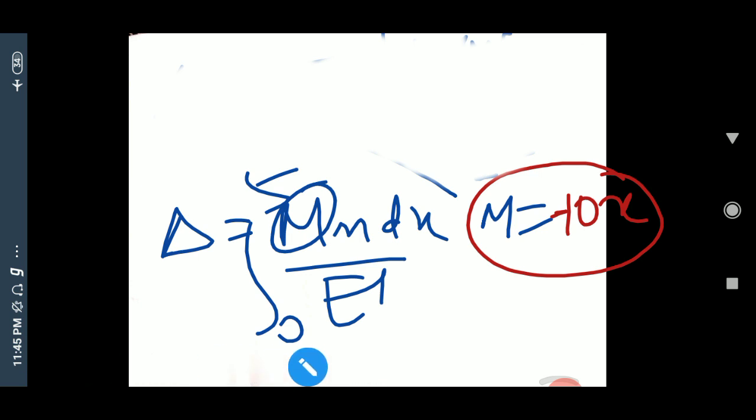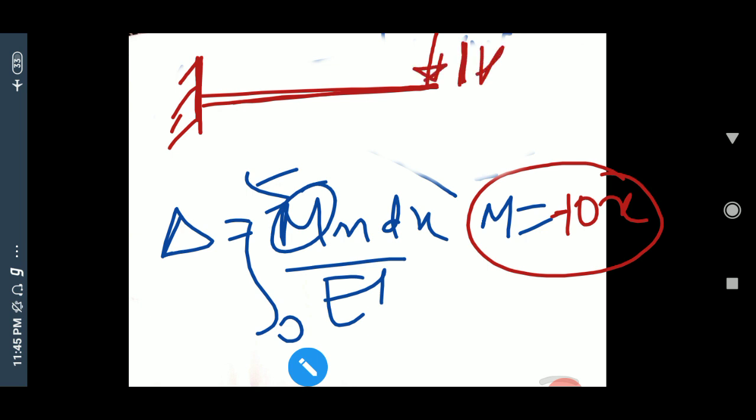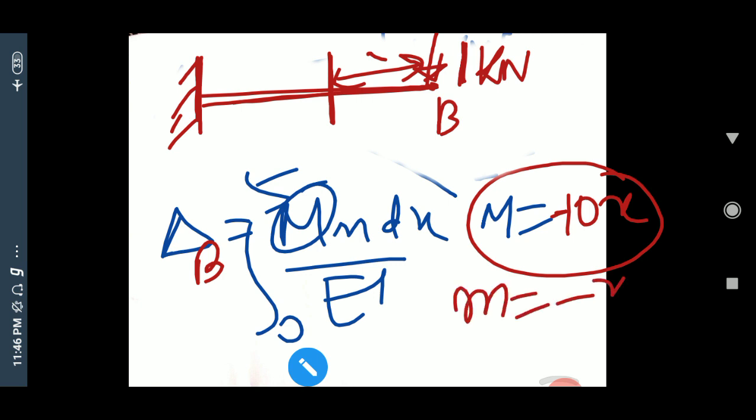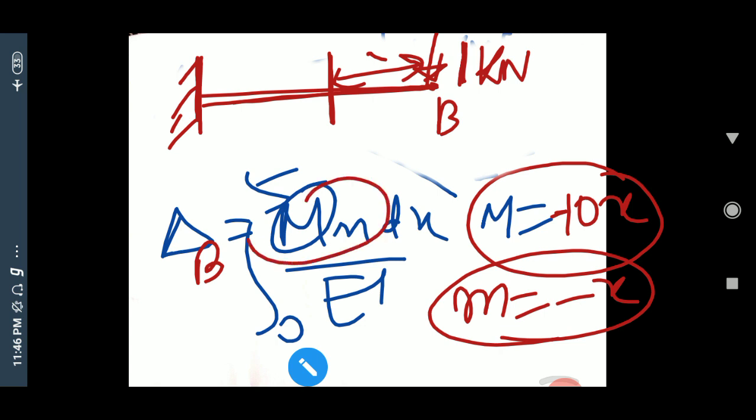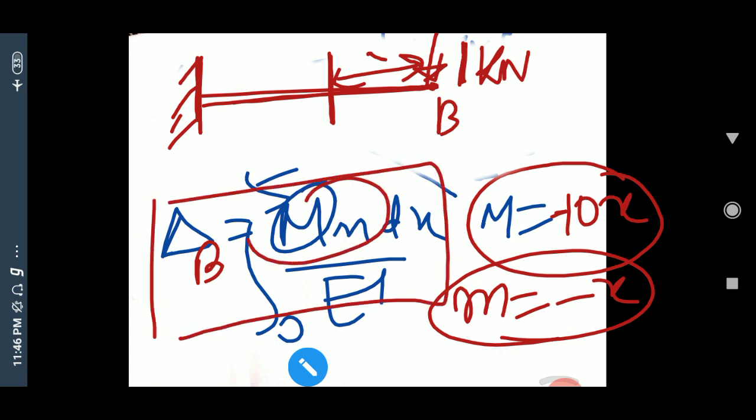We had this beam, and we removed all the loads that were actually acting on the beam, and we just applied a 1 kilonewton load at the point where deflection was to be determined. We had to determine the deflection at point B, so we applied the unit load at point B, and now we found the expression at any point x. So small m was minus x. So we just put the value of M and this small m over here and over here, and we integrated, and we obtained the value of this delta B.